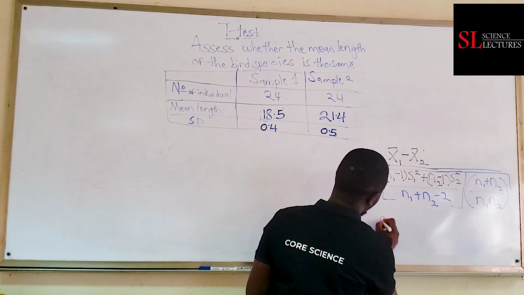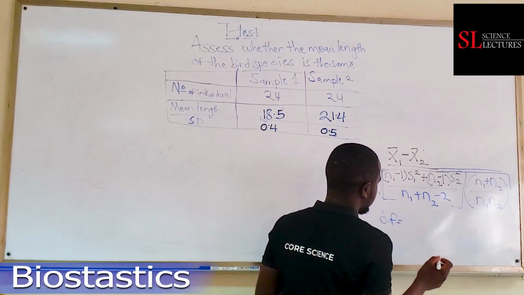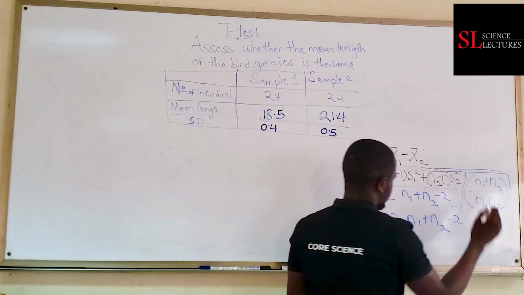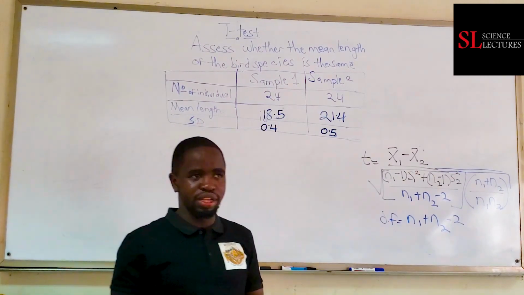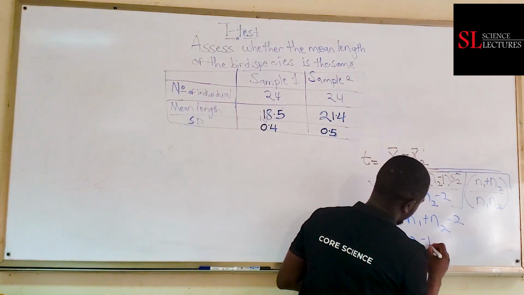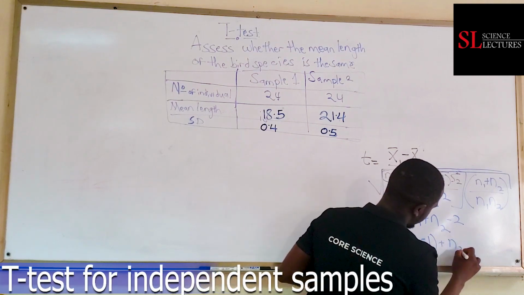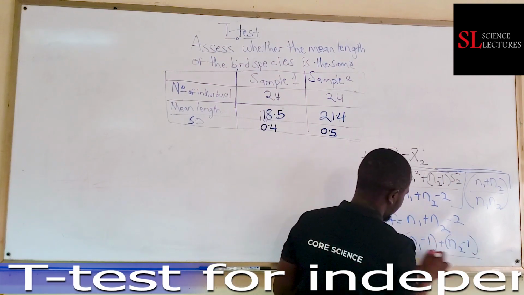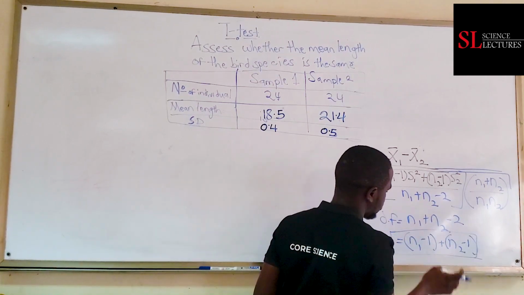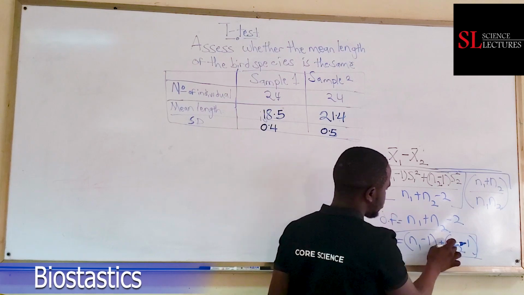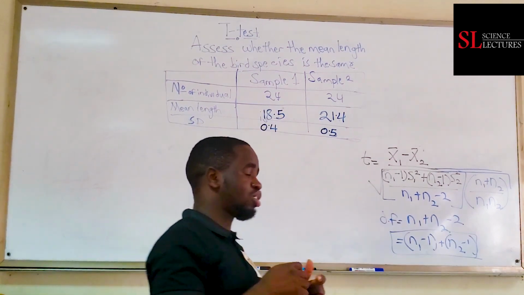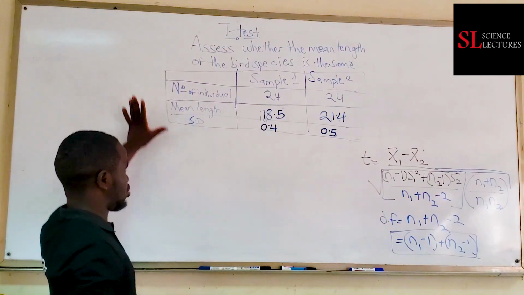Still, the degree of freedom for a t-test for independent samples is n1 plus n2 minus 2. However, when you read some texts or books, it is written as n1 minus 1 plus n2 minus 1. If you find such a thing, it still brings you back to this, because if I take out the ones, it will be n1 plus n2 minus 2. Okay, with those two basics, we can now attack this question.